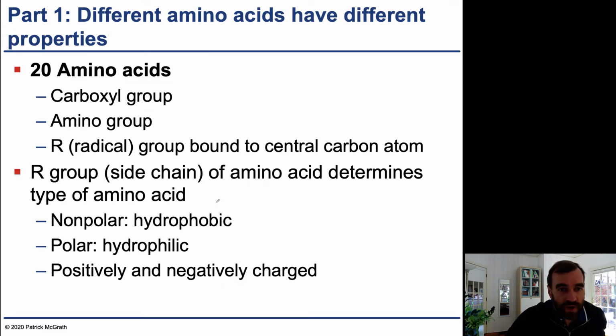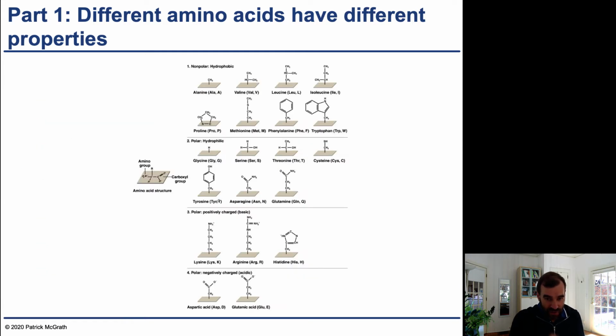So there's 20 amino acids. They all have the carboxyl group and the amino group. That's the N and the C terminus part of the backbone. And then they all have an R radical group bound to a central carbon atom. And the R group of an amino acid determines the type of amino acid. So there's all sorts of ways that you can classify them.